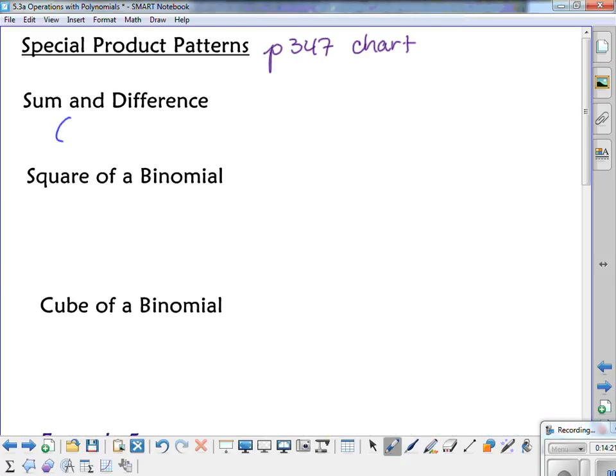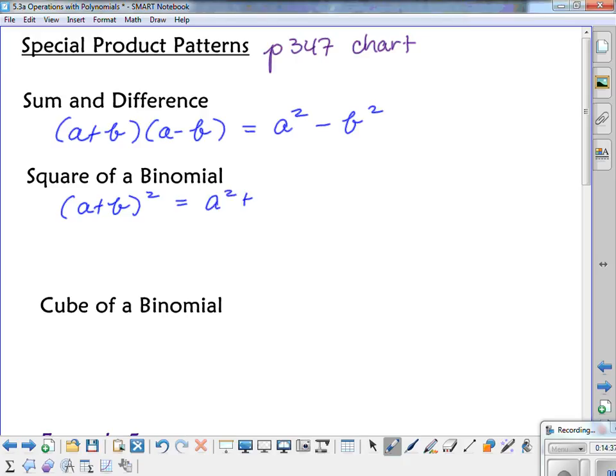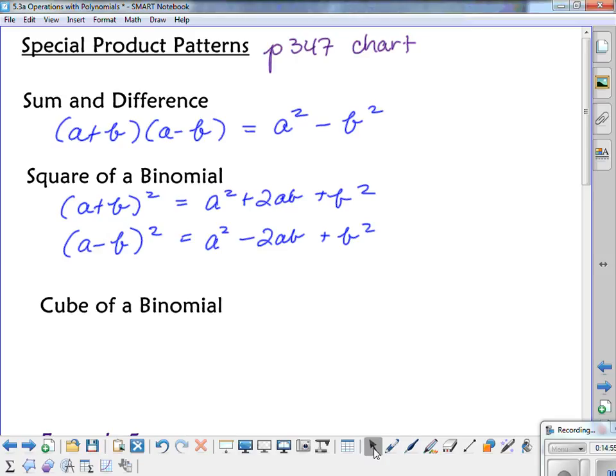So the sum and difference pattern, that's when we had a plus b times a minus b, and our answer was always the difference of squares, a squared minus b squared. And the square of a binomial, a plus b squared, when we square it, it always comes out to a squared plus 2ab plus b squared. And if it's a minus b squared, we get a squared minus 2ab plus b squared. Okay, those are patterns that you guys have seen before. We've already even been using them this year, right? Just going the other way when we were factoring. All right, so this one is new though, the cube of a binomial.